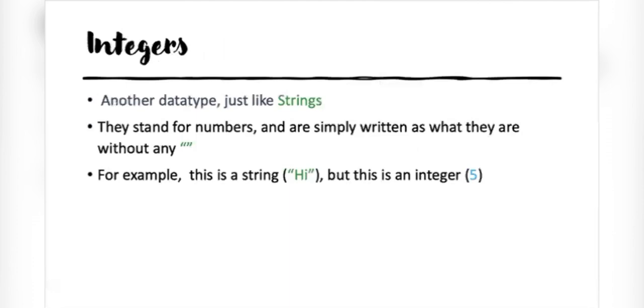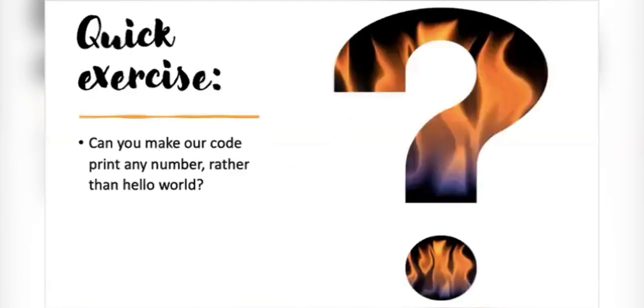So here's another data type, just like strings. The data type of integers stands for numbers, whole numbers specifically. And they are simply written as what they are without any quotes or anything. For example, the string hi needs to be written in quotes, but the integer 5 is typically written as 5 with nothing else around it.